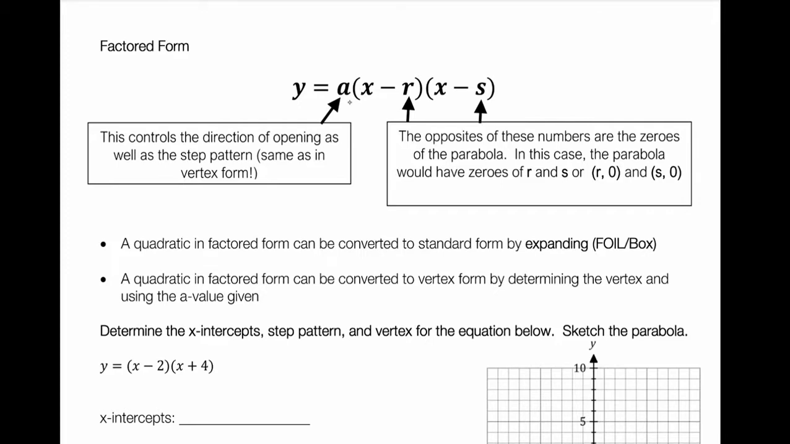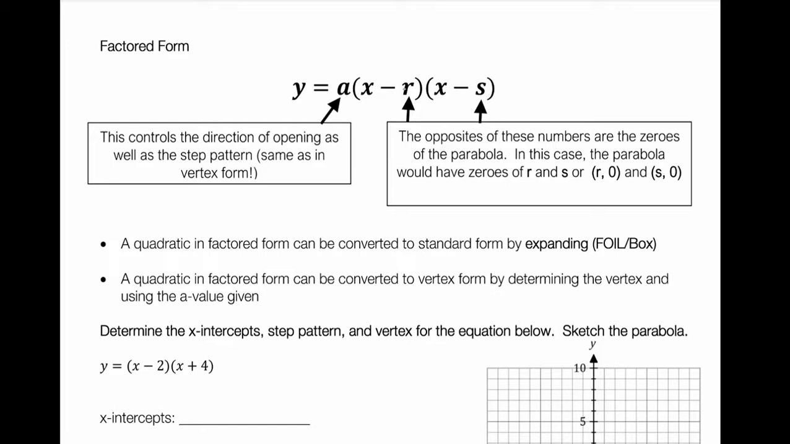The a value, again, is the same thing. It tells us the direction of the opening as well as the step pattern. This a value represents the same thing as it did in the vertex form, and it's also located in roughly the same spot. It's that first number that we should see, or that first multiplier.